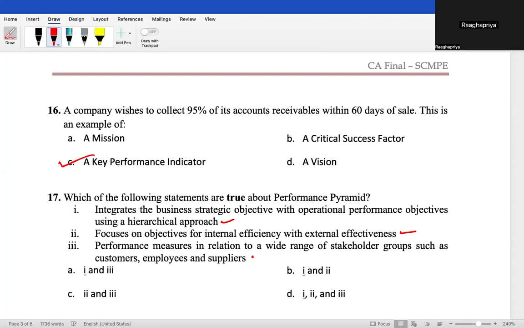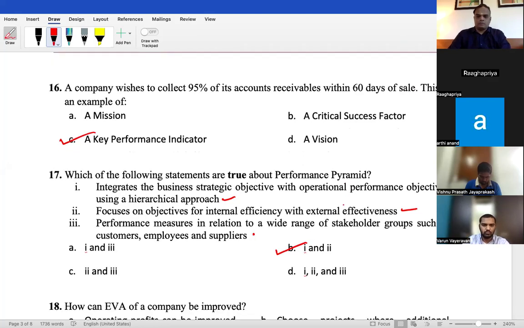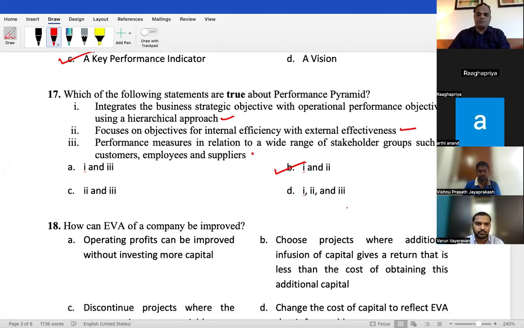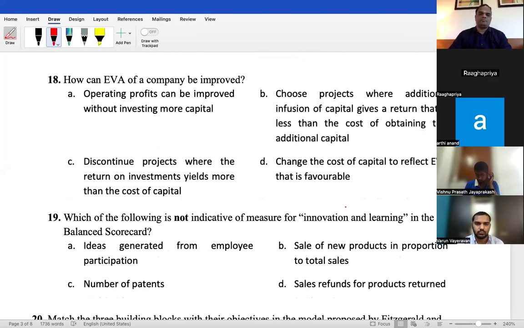Option A, 1 and 2. B, 1 and 3. Option C, 2 and 3. Option D, 1, 2, 3. So the answer is the first two things are correct, with respect to the performance pyramid. That is the reason another one came, the performance prism. That takes care of stakeholders, everybody, all the stakeholders. But that is not there in your new syllabus. Whether it was an omission or what, they removed it, I don't know.